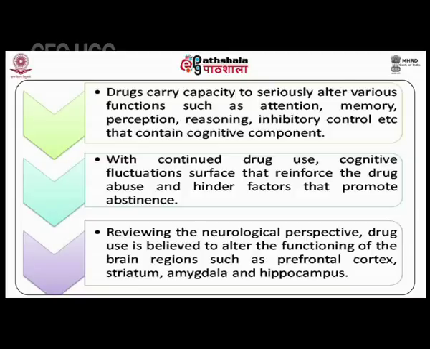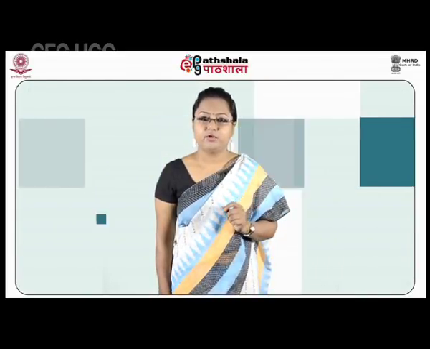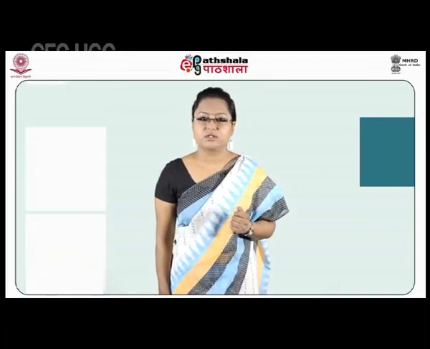Reviewing the neurological perspective, drug use is believed to alter the functioning of brain regions such as the prefrontal cortex, striatum, amygdala and hippocampus. Consequently, effects are primarily viewed in areas of executive functions, attention and memory. Declarative memory, involved in the construction of self-esteem, seems to be strongly affected by the use of drugs. Such alterations thus strongly hypothesize a robust link between addiction and cognition.